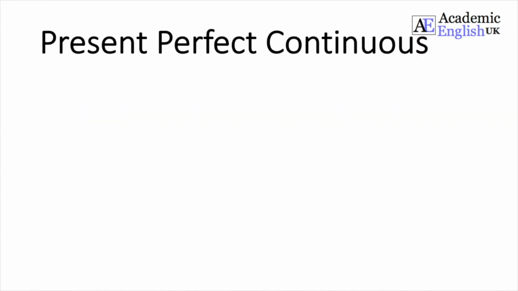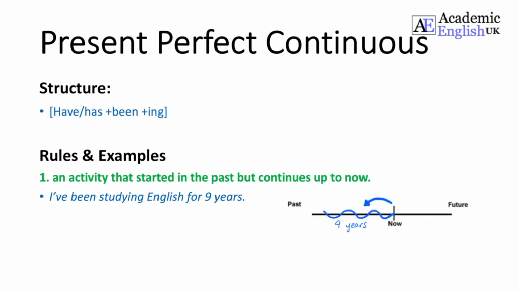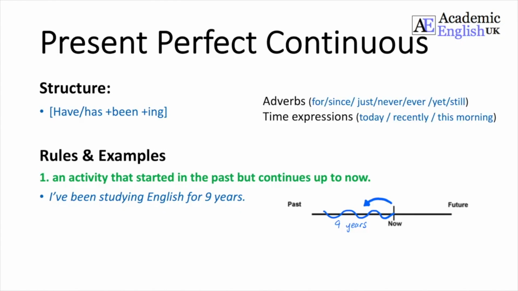Okay, moving on to the last tense in the present tenses, and that's the present perfect continuous. So this is created using have or has plus been plus ing form. And there's one key rule, and it's an activity that started in the past but continues up to now. I've been studying English for 9 years. I'm still studying English now, and I'm looking back on that progress that I've made over those 9 years. Again, it uses the same adverbs and time expressions as the present perfect simple.